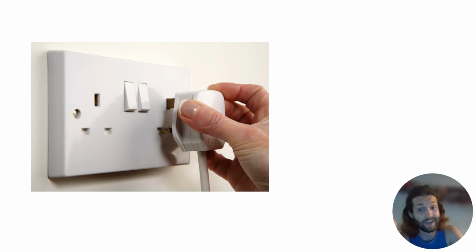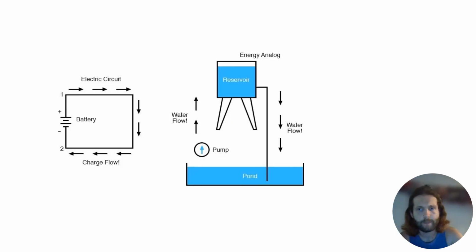So mains electricity is an alternating current, or AC, which means the direction of the current changes periodically. In most countries, including the United Kingdom, it operates at around 230 volts. Let's talk about what volts mean as a little recap before we get into more about mains electricity.